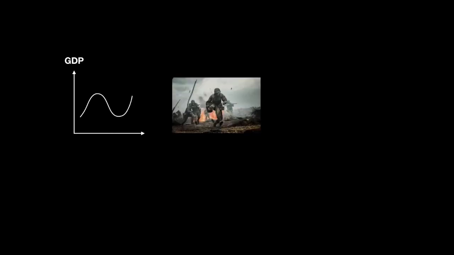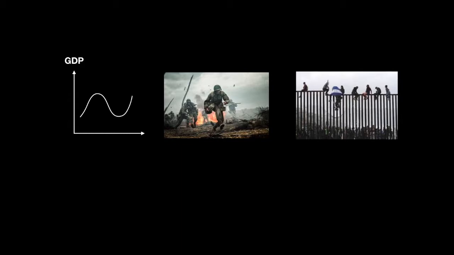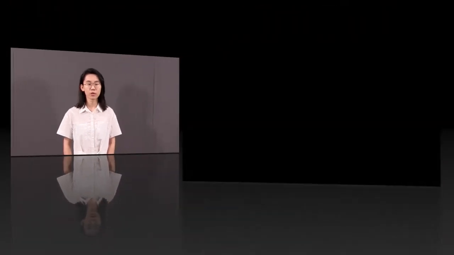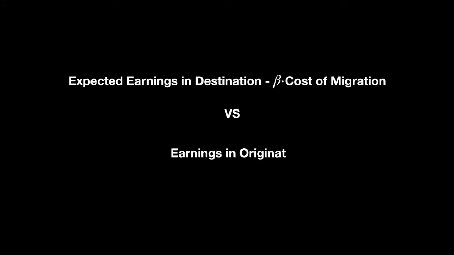There is no doubt that human migration can affect the economies, the regional stability, and the lives of many different people. But now we don't have a powerful and accessible tool to understand why and where the migration occurred. Based on the economic theory, we introduced a global migration model, and our core method is to compare the expected earnings in destination minus the beta cost of the migration and earnings in origination.